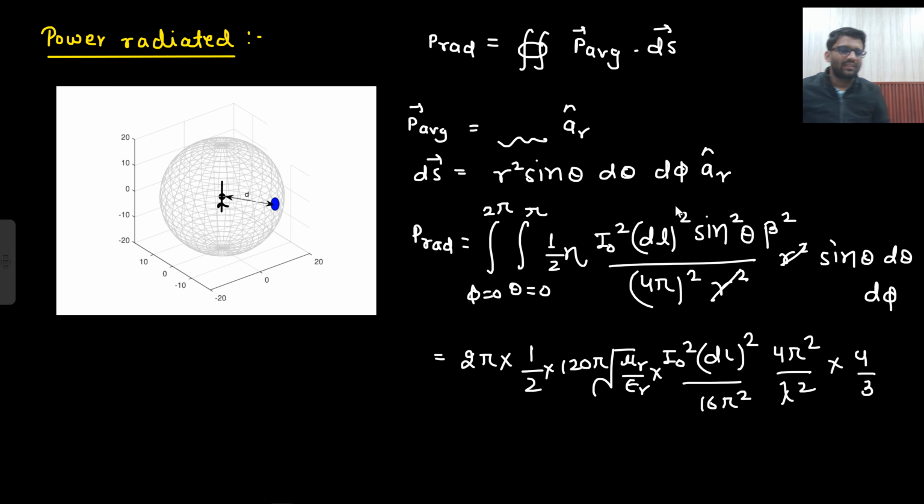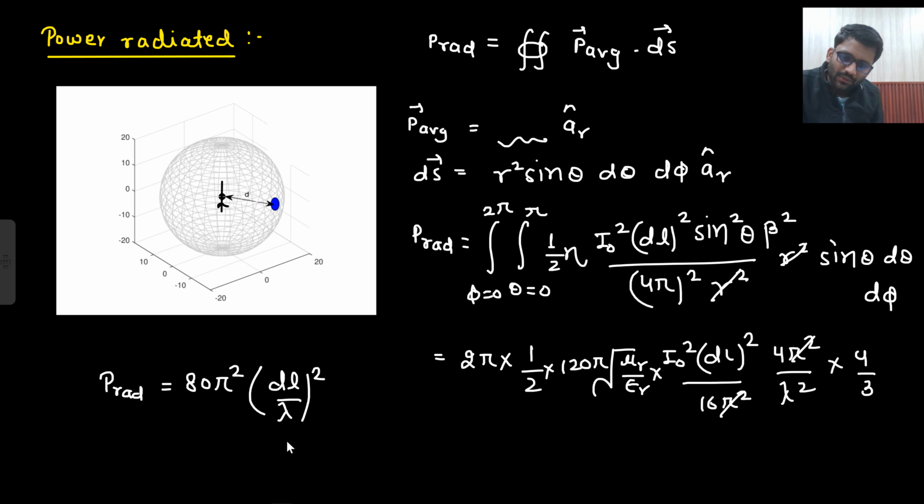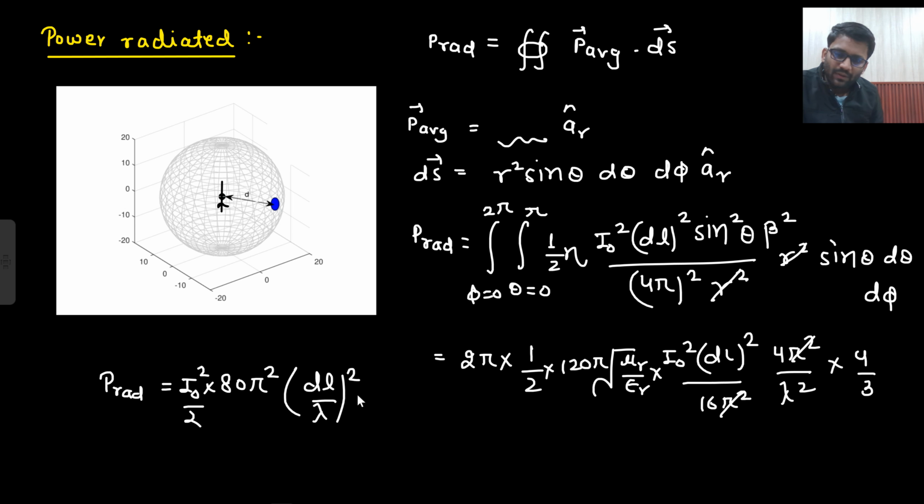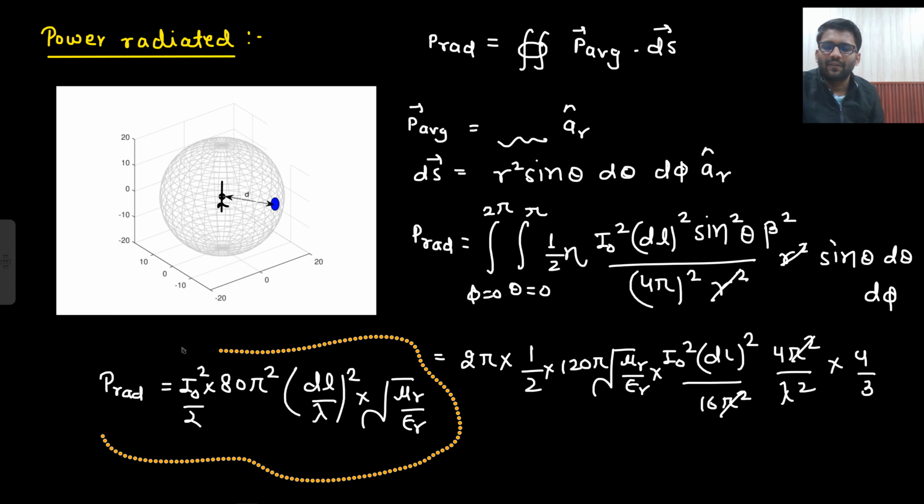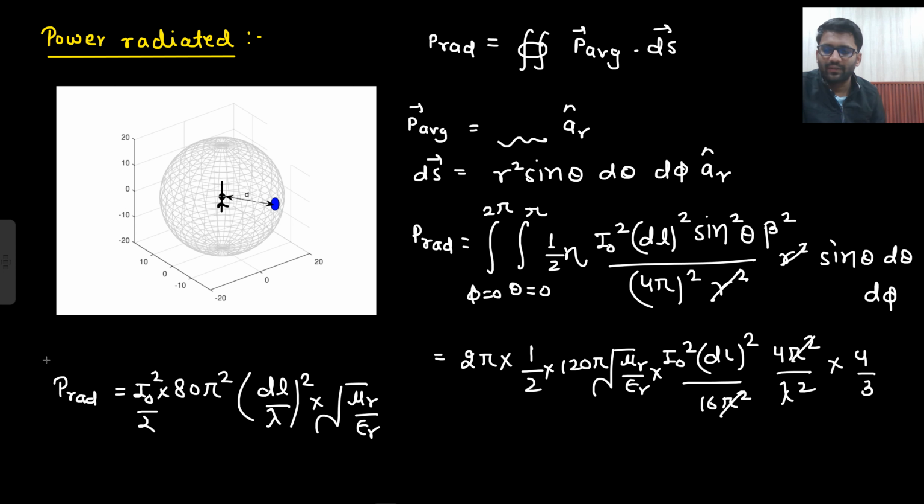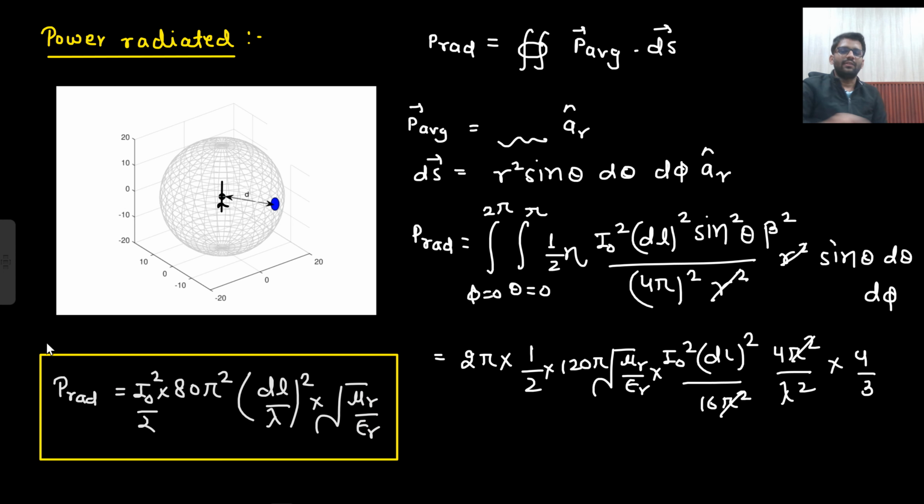When you solve it, you can just cancel out certain things. Here you can see the expression of dl by lambda, here you can see I naught square, here you can see some pi terms. This and this are getting cancelled as well. So when you solve it, what do you get? That I need to write down. So P radiated is 80 pi square into dl by lambda whole square into I naught square by 2 into under root mu r by epsilon r. So this is what you get, and this should be in your mind. This you need to remember.